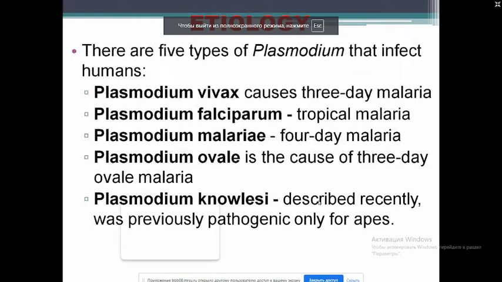Now, there are 5 plasmodia that infect humans. First, Plasmodium vivax causes 3D malaria. Plasmodium falciparum, tropical malaria. Plasmodium malariae, 4D malaria. Plasmodium ovale is the cause of 3D ovale malaria. And Plasmodium knowlesi, described recently, was previously pathogenic only for apes.